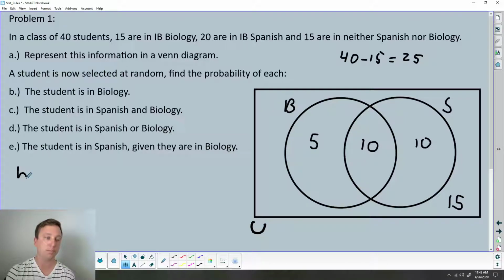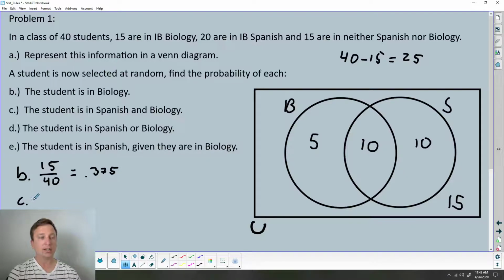So if we want to start with B, we want to state the probability that this randomly selected student is in biology. Well, I know 15 of the 40 students are in biology. And if we run through that, 15 over 40 ends up reducing to 3/8, or we can just call that 0.375 is the probability.